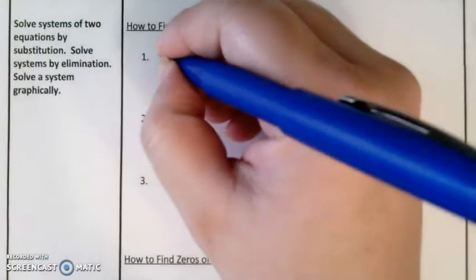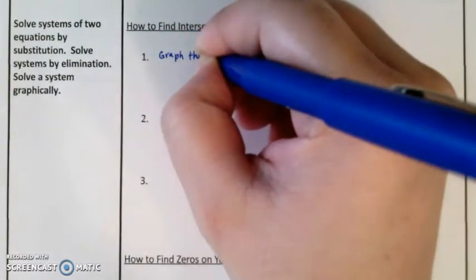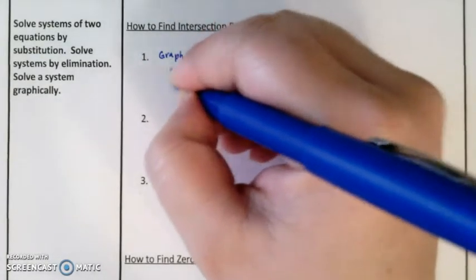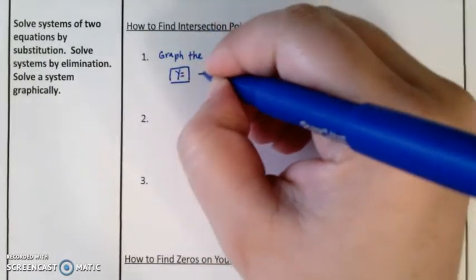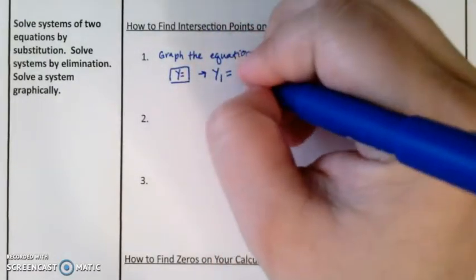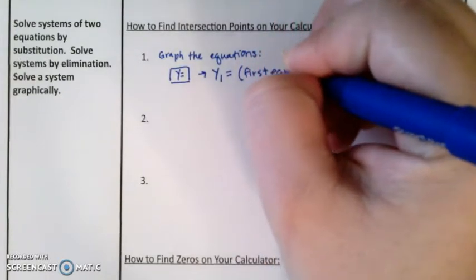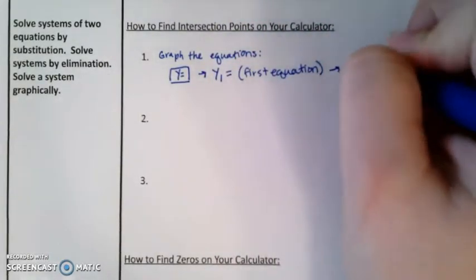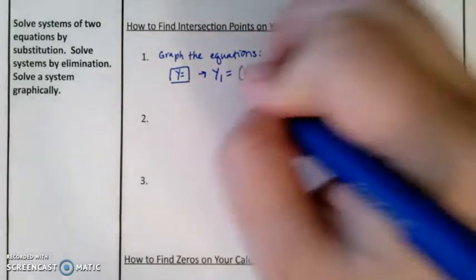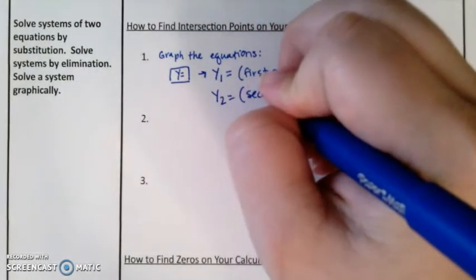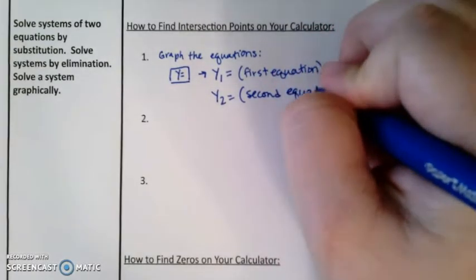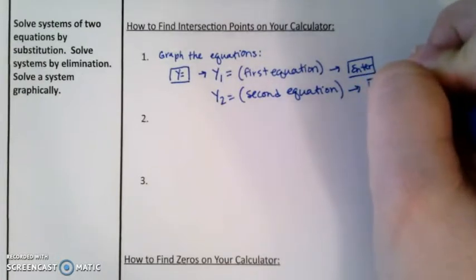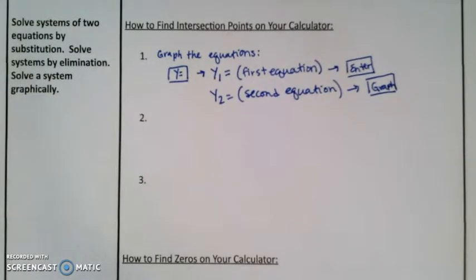So, first we want to graph the equations. And you're just going to do this the normal way. Go into the y equals. For y1, you're going to put your first equation. And then hit enter. And then y2 is going to be your second equation. And then you're going to hit graph. So then your calculator will show you both equations.